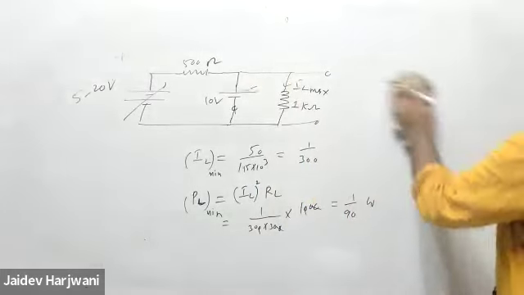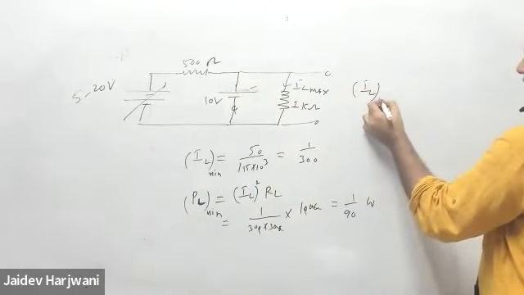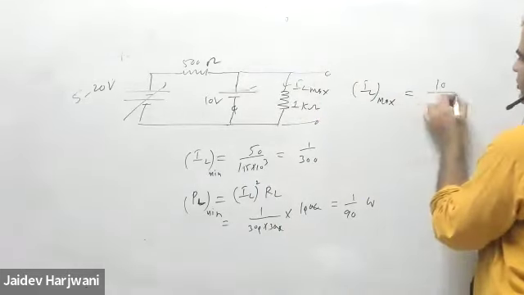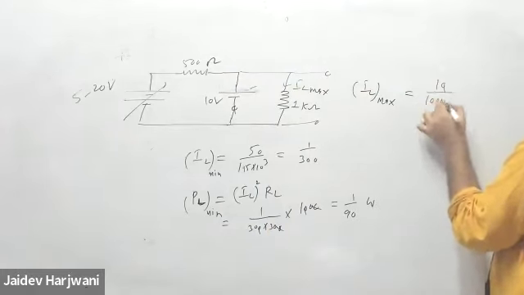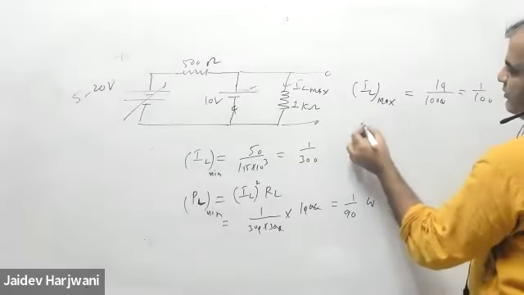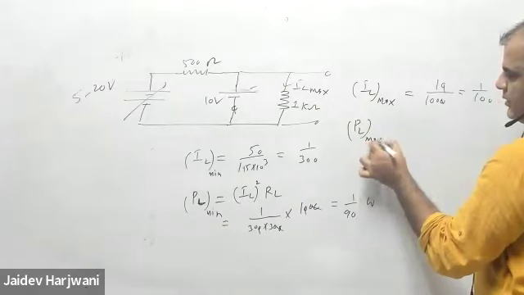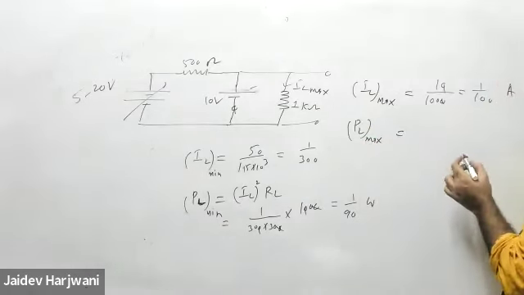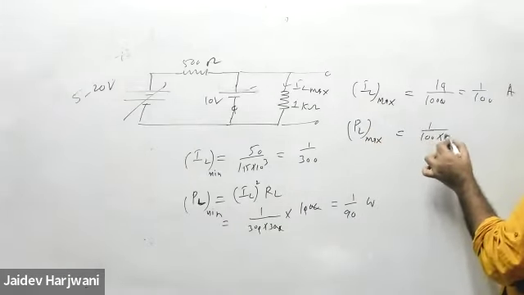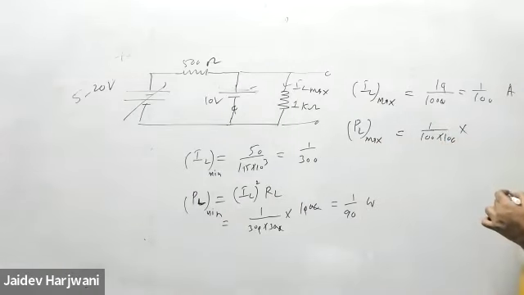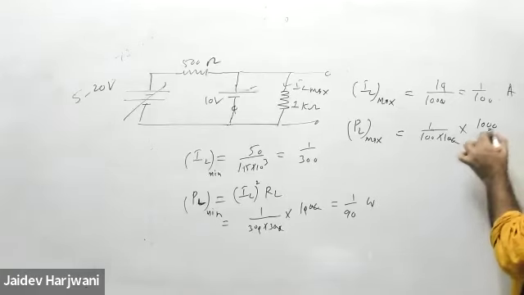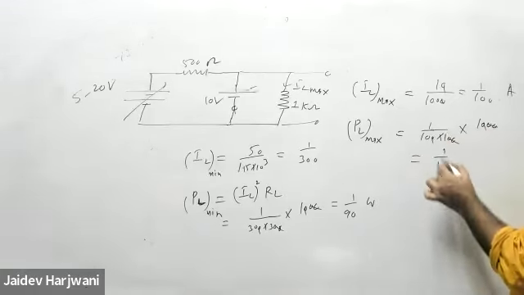So now what will my IL max be? IL max will be V load, 10 volt, divided by 1 kilo ohm, that is 1000. So IL will be 1 by 100 ampere. And now PL max. PL max will be IL max square into RL. This is 1 upon 100 square into RL, that is 1000. What becomes now? This 2 cancels. This becomes 1 by 10.